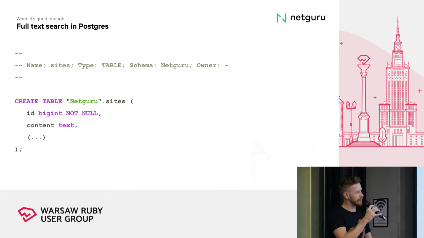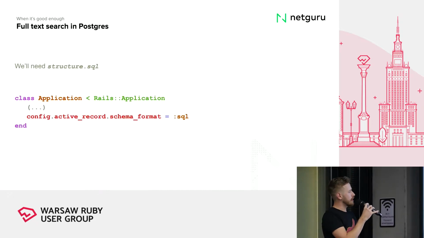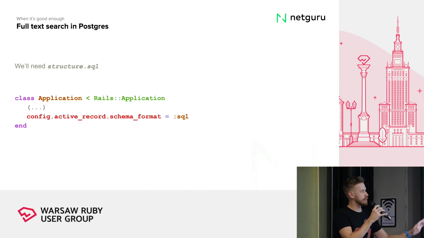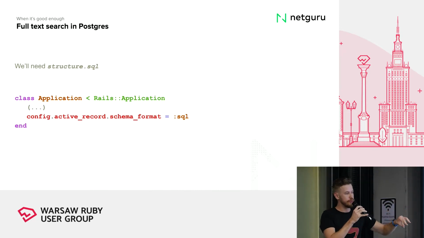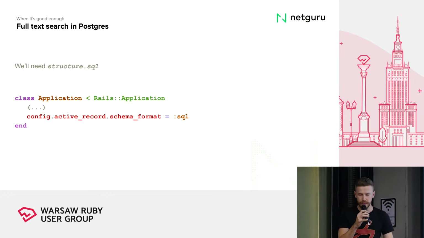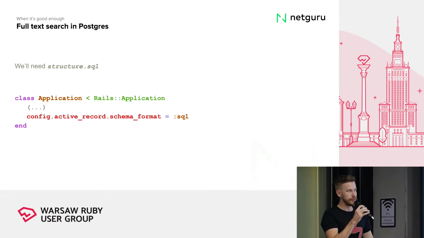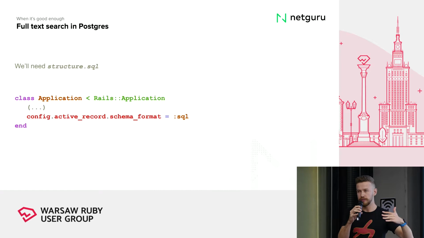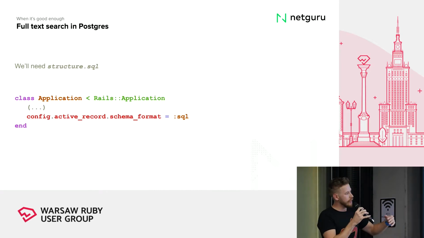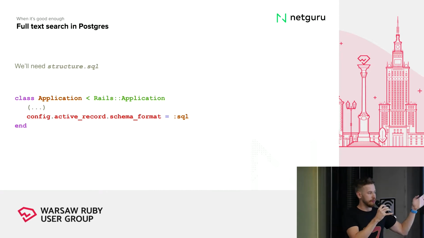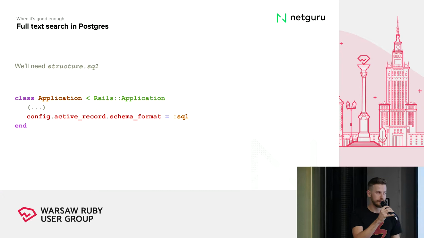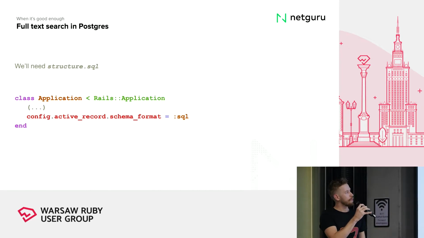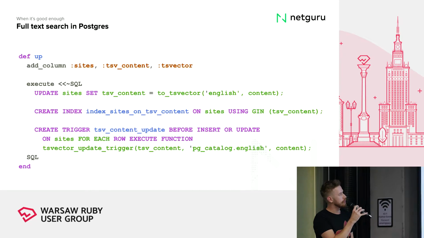Next slide, please. So we will need structure SQL to use a few options of Postgres that will not be written down in the default schema. It's really easy to set this, just in application.rb set active record schema format to SQL. That's all. Okay, next slide, please.